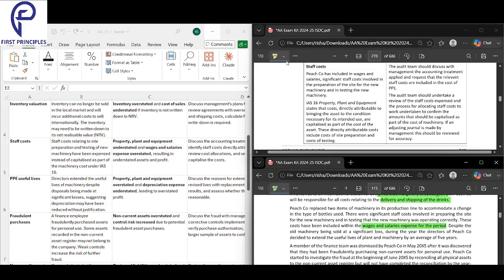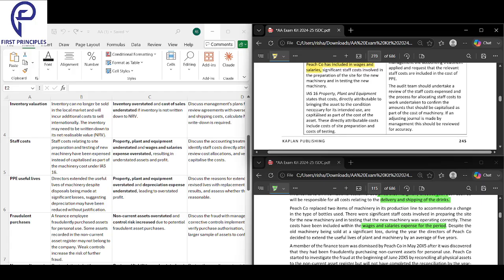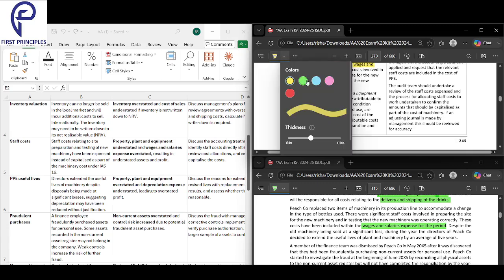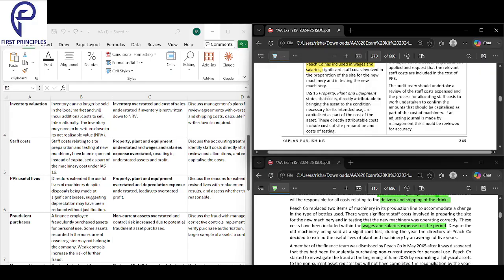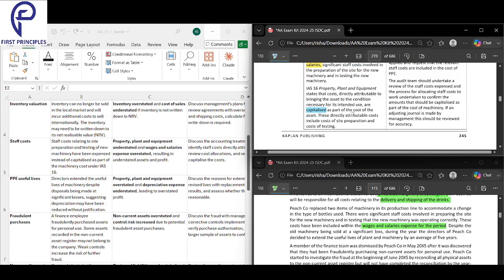So first, the risk is staff cost. They have put the staff cost in wages and salaries. Why it is a risk over here is because IAS 16, Property, Plant and Equipment, states that costs directly attributable to bringing the asset into working condition and working location are capitalized. These attributable costs include the cost of site preparation and testing. So what they should have done is capitalize this cost. That is why it's a risk. But what they have done is just expense it.